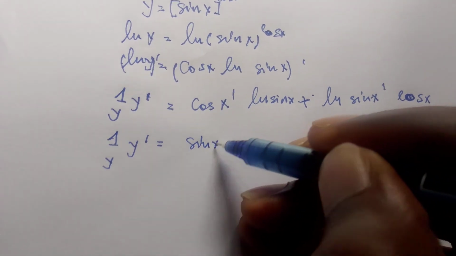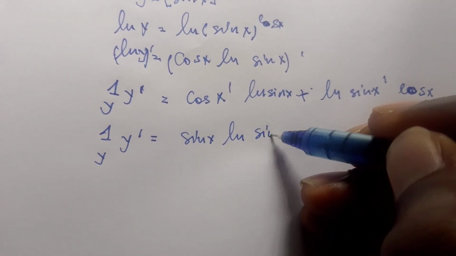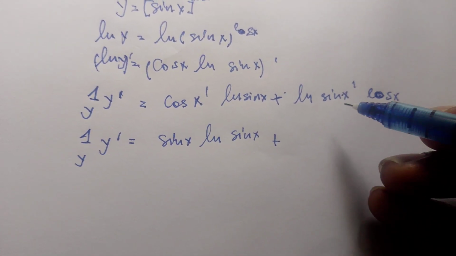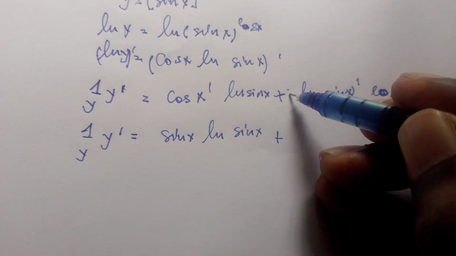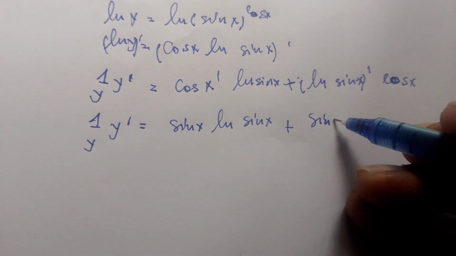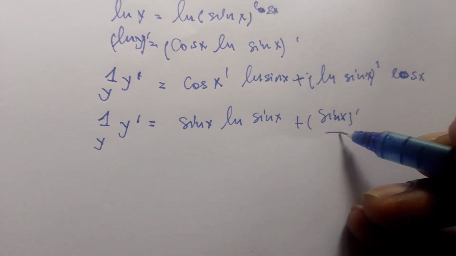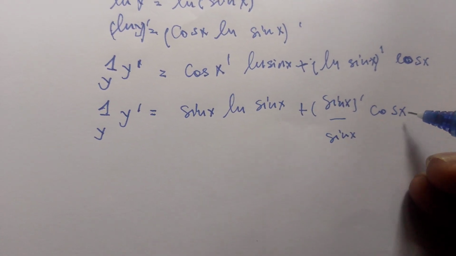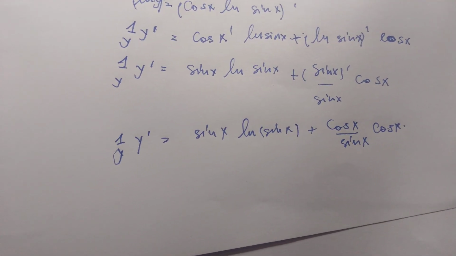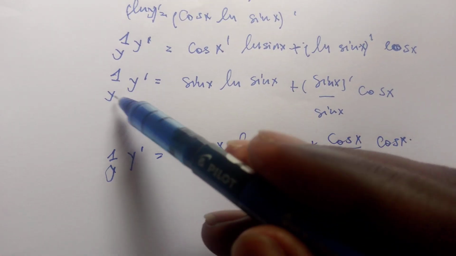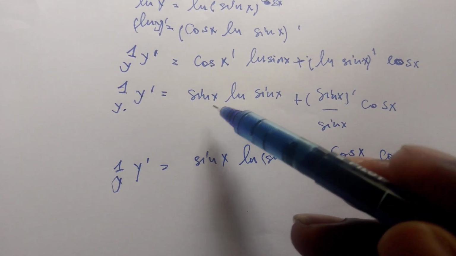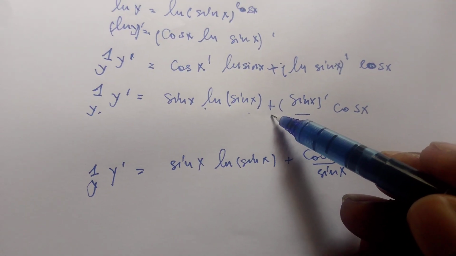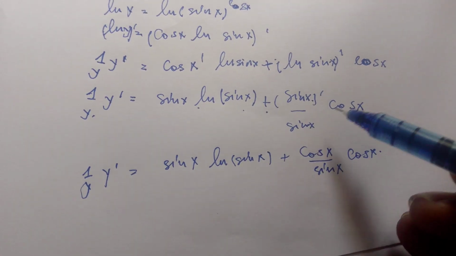it is a minus sine, ln sine x plus the derivative of ln sine x, it looks like sine x derivative over sine x, cosine x. 1 over y derivative equal to minus sine x ln sine x plus sine derivative over sine, cos x.